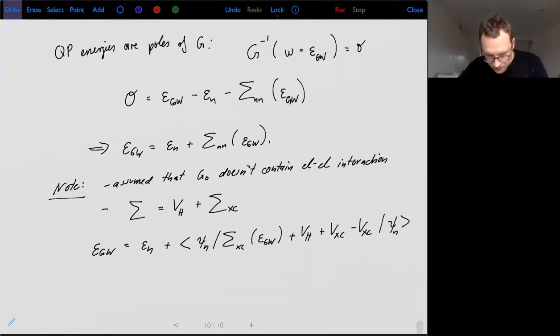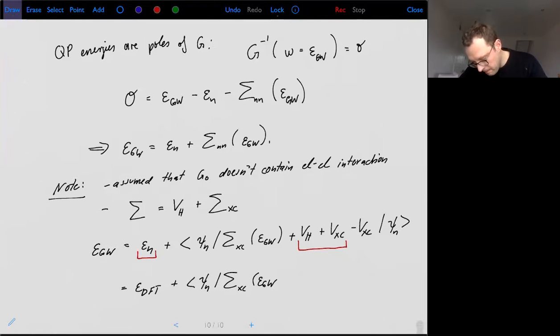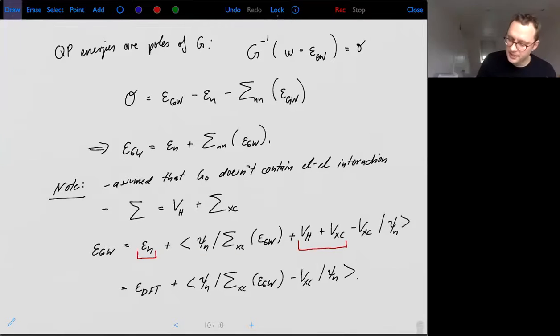And if I combine the non-interacting energy with the Hartree and the exchange correlation potential, that gives me the DFT Kohn-Sham energy. What remains is the difference of the exchange correlation self-energy minus the DFT exchange correlation potential. And now this is exactly the same expression that we wrote down last week.